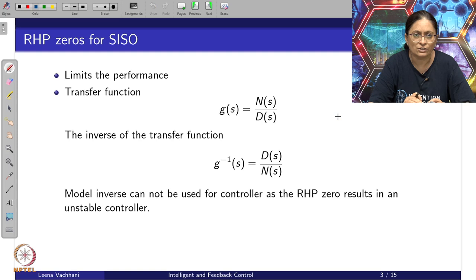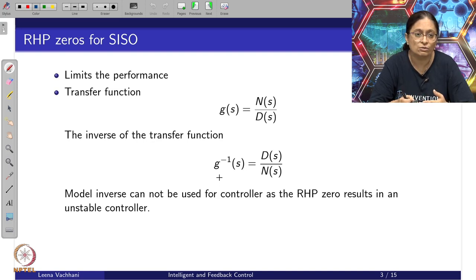So the transfer function for the single input single output system, if it is N of S over D of S, and we have been looking into certain techniques at times when we have to consider model based methods, we need the inverse of these transfer functions. So further, these zeros appear as poles in case we want to design it based on the inverse of the transfer function.